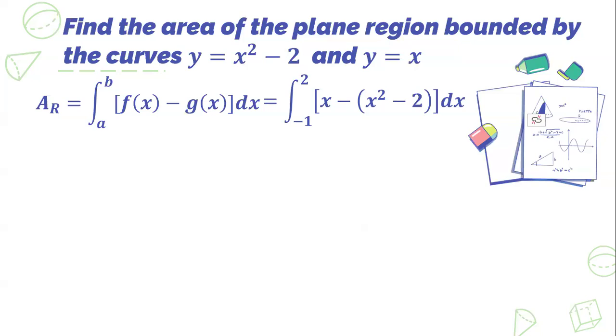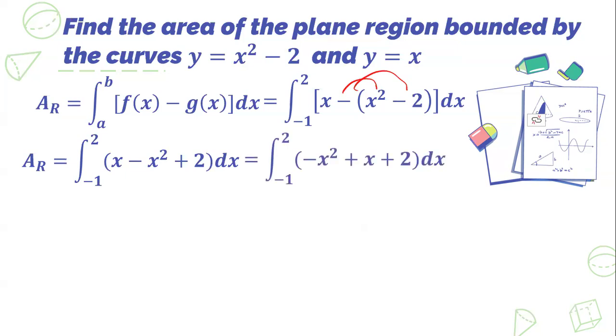So we also have x minus the quantity x squared minus 2. Take note that it takes the negative sign of the subtrahend, so we will change the signs of all the terms in the subtrahend. And then we will rearrange so that it becomes quadratic. Then we can apply now the constant multiple theorem.